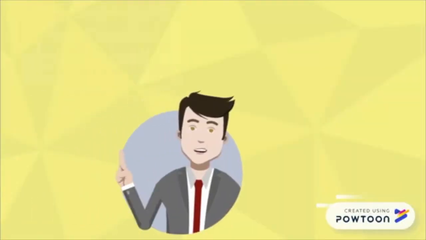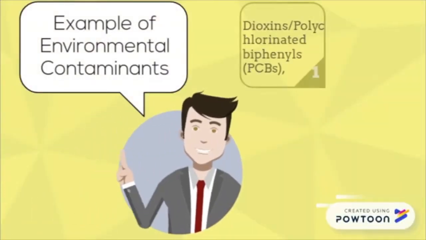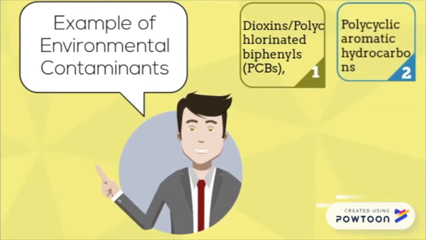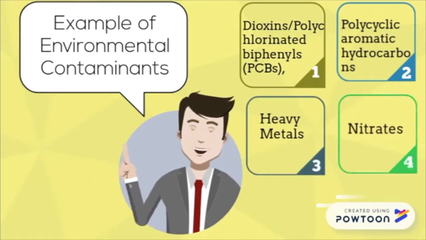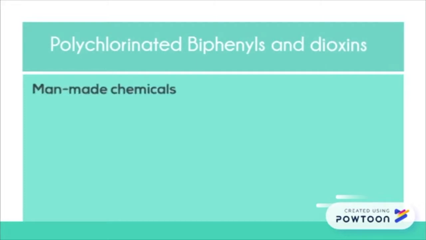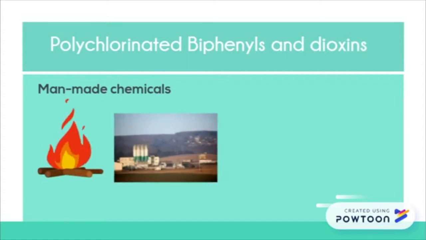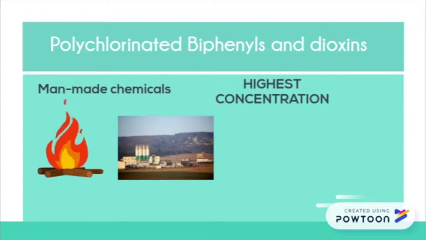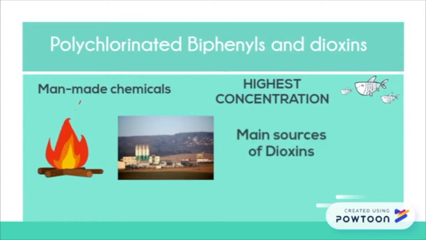Next, examples of environmental contaminants are dioxins or polychlorinated biphenyls (PCBs), polycyclic aromatic hydrocarbons, heavy metals, and nitrates. PCBs and dioxins are mainly chemicals used by industry, and their release to the environment is generally through byproducts of fire and some manufacturing processes. The highest concentrations are in fatty food, such as oily fish, and the main sources of dioxins in the diet are meat and milk.